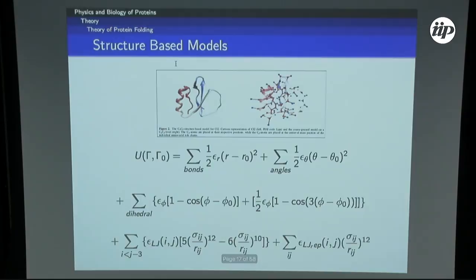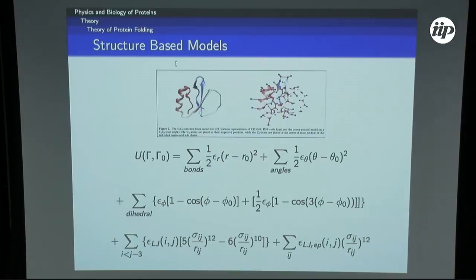And this potential everybody also knows: the bonds by harmonic potentials, the angles, the dihedrals, the 10-12 Lennard-Jones potential. So nothing new here.